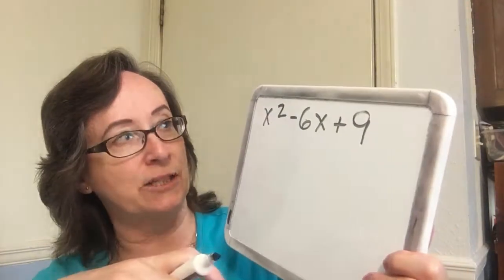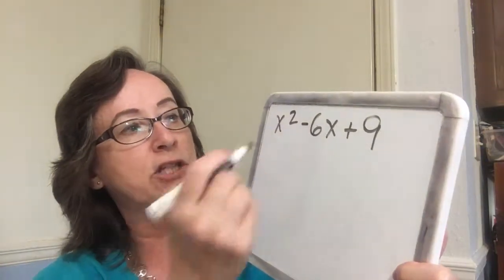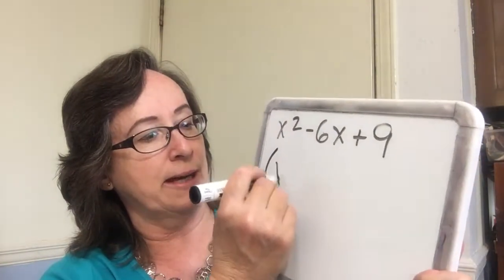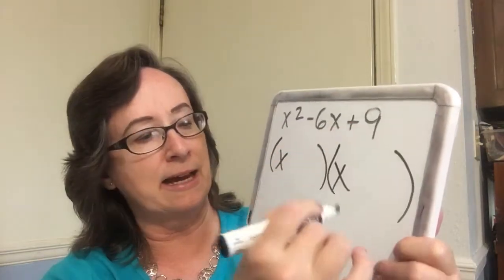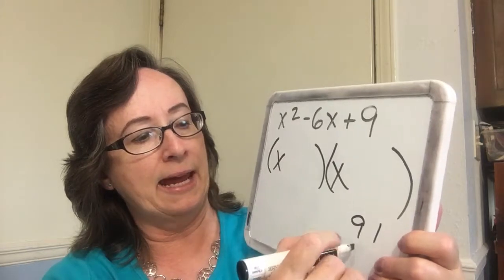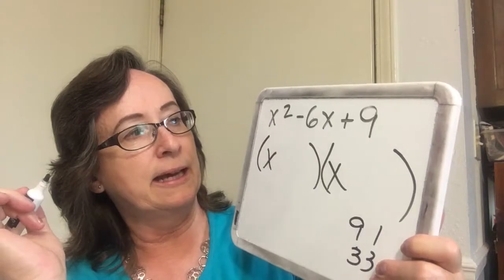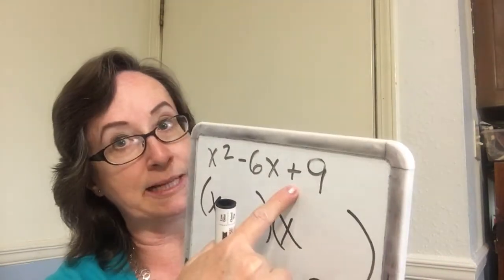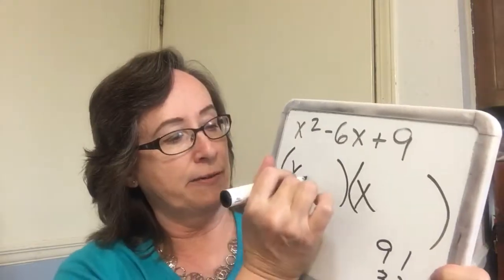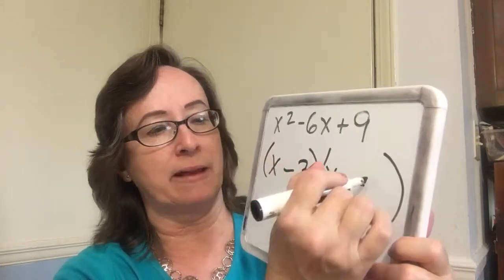The next one is also one of our easier ones here. We have x squared minus 6x plus 9, which allows me to just go ahead and say x and x. And this 9 is 9 and 1, or 3 and 3. And I've got a minus 6 in the middle. So same sign because of the positive sign, both negative. So I'm adding to 6, which I know is going to be my 3 and my 3.